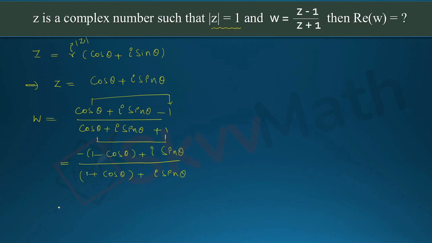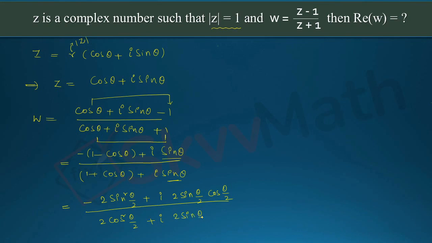Now you see here, I'll use some trigonometric identities as I told you in the beginning. So this is equal to minus 1 minus cos theta, which is 2 sin square theta by 2, plus i sin theta. Sin 2A is 2 sin A cos A, so that is 2 sin theta by 2 cos theta by 2, divided by what you have: 1 plus cos theta is 2 cos square theta by 2, and i into sin theta, again using the sin 2A formula, 2 sin theta by 2 cos theta by 2.